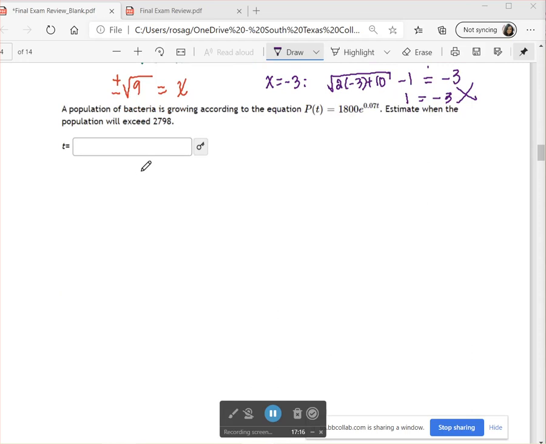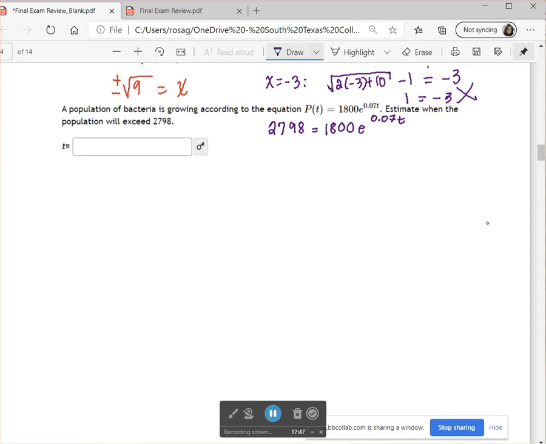This one is on exponential functions. A population of bacteria is growing according to this equation. Estimate when the population will exceed 2,798. Well, this is population, so it has to go for P. So if I substitute that, now we have to solve for t.